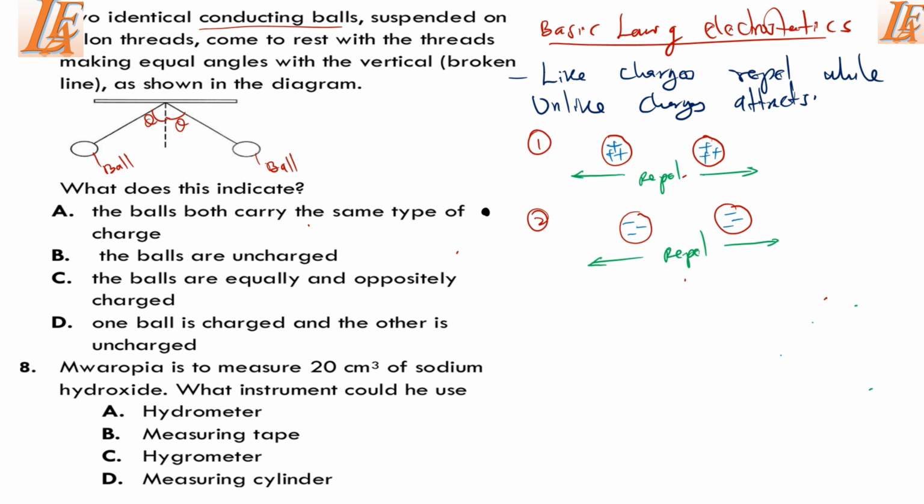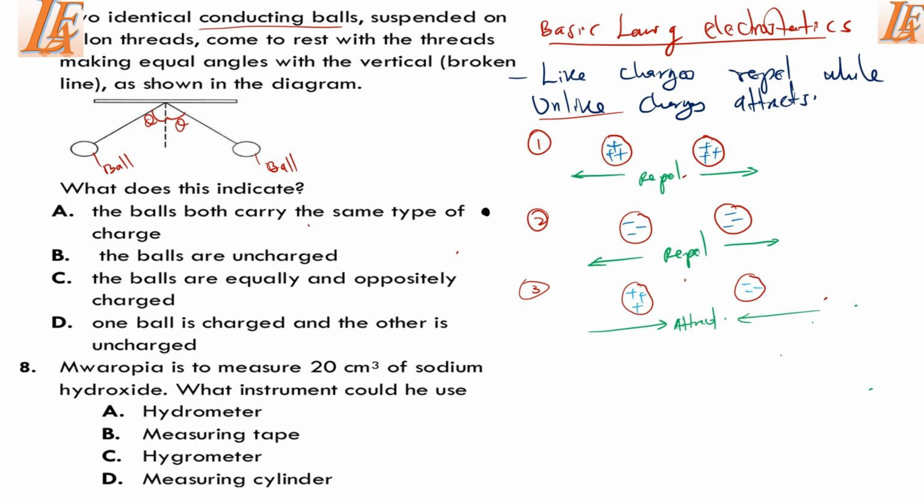Then the third scenario that we can have from that basic law of electrostatics is what we call unlike charges, and in this case you will have a ball here and another ball there. Then you will have the charges inside, the first positively charged, the second one negatively charged. This is what we call unlike charges, and for unlike charges they will attract, it means they will move close to each other. So this is simply the basic law of electrostatics.